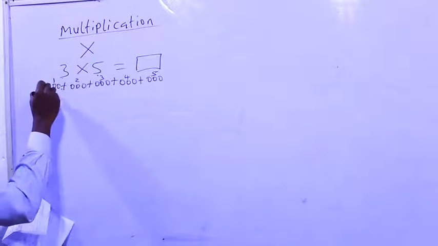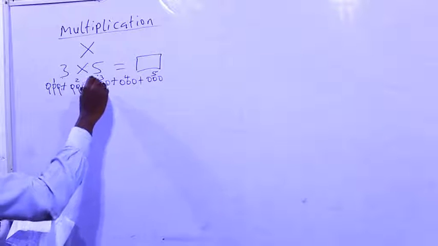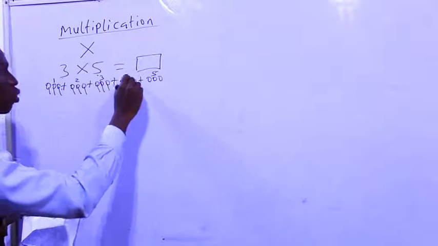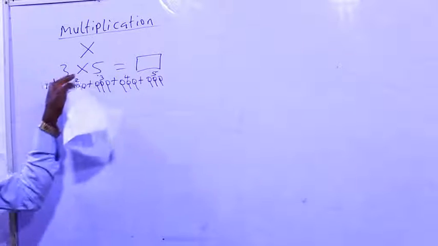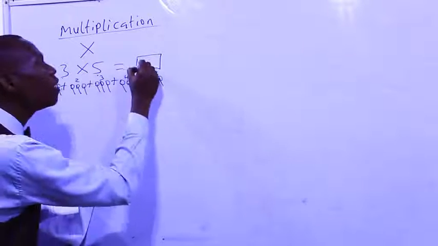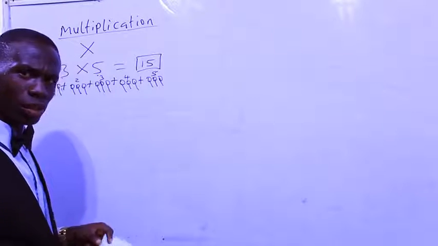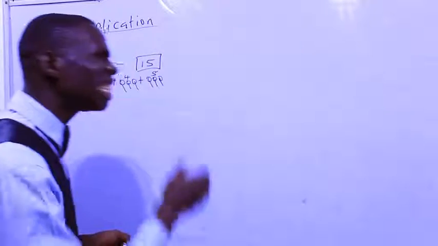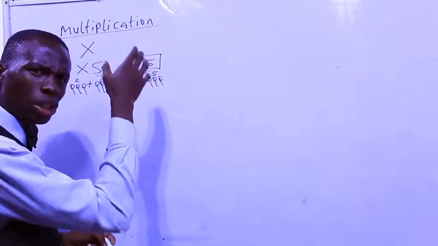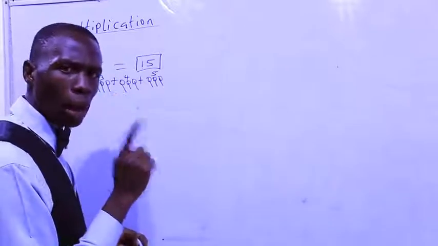Let's count it together. 1, 2, 3, 4, 5, 6, 7, 8, 9, 10, 11, 12, 13, 14, 15. That means 3 times 5 is 15. That is what is called multiplication. Now, we have what is called the multiplication table. A multiplication table is a series of repeated addition using one number.